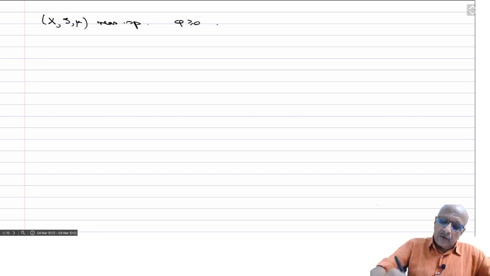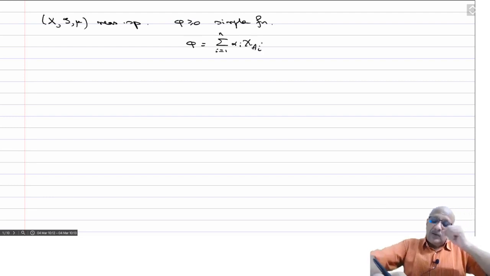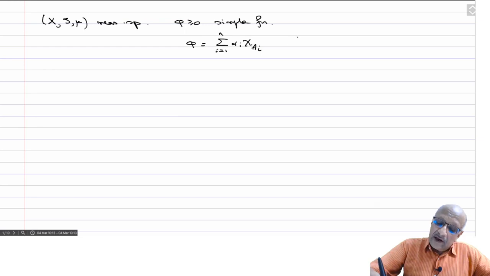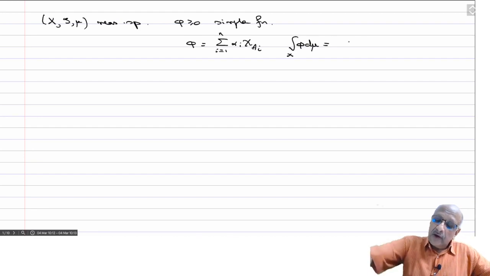Okay, so we are in the process of defining the Lebesgue integral. So when we had (X, S, mu) a measure space, and phi greater than or equal to 0, a simple function, so phi equals sigma i equals 1 to n alpha_i chi of A_i, and then whatever these sets may be, we have that the integral over X of the function phi with respect to the measure mu is given by sigma i equals 1 to n alpha_i mu of A_i.